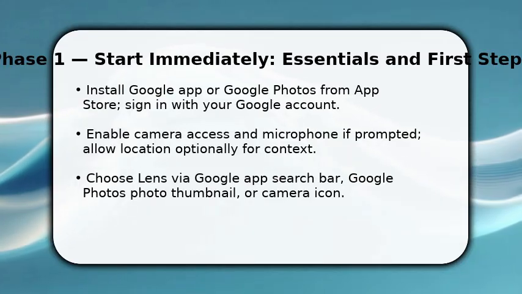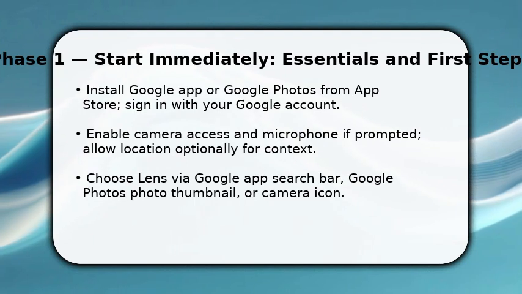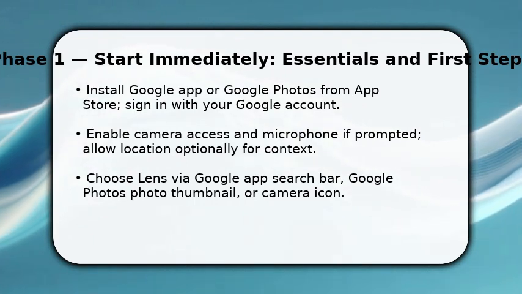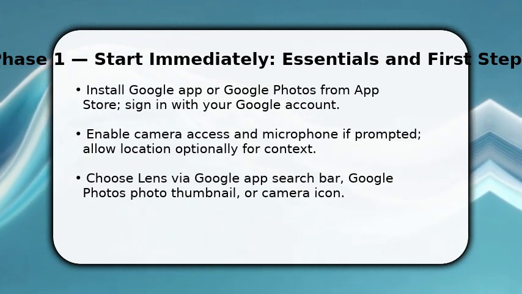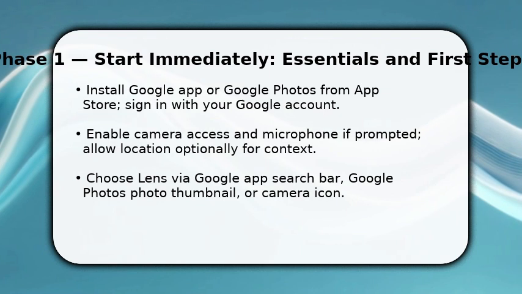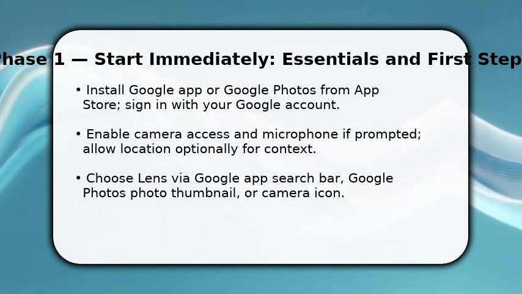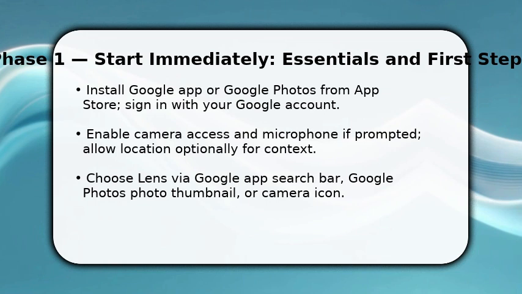You start by installing the Google app or using Google Photos, then grant camera access so Lens can read images. Once done, open the Google app and tap the Lens icon in the search bar. Make sure you're signed in to save results. If you already have a photo, open Google Photos and tap the Lens button on that image.